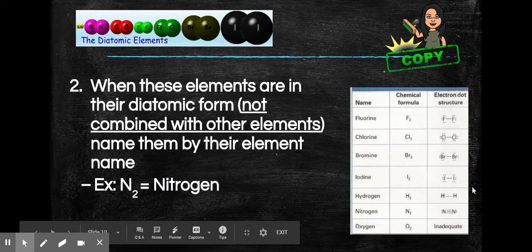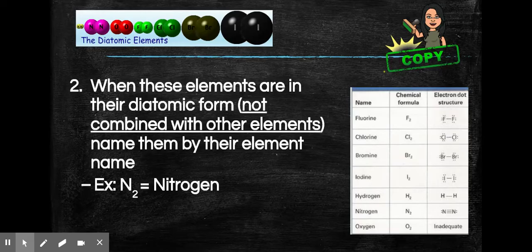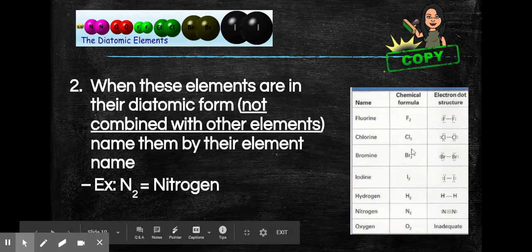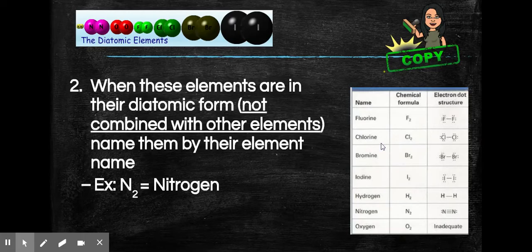The reason for that is when we name them, we treat them a little differently. When these elements are in their diatomic form, meaning they are not combined with any other elements, we simply name them by the name of the element. So if we're looking at N2, we just call it nitrogen. And you know this. If I were to ask you what's the formula for oxygen, before we even looked at the periodic table, you'd probably just say O2, right? We breathe in oxygen as O2. So that's how it comes. Here's a list. F2, we just call fluorine by its element name. Cl2, just chlorine by its element name. In order to do that, though, they have to be not combined with any other element, just by themselves.